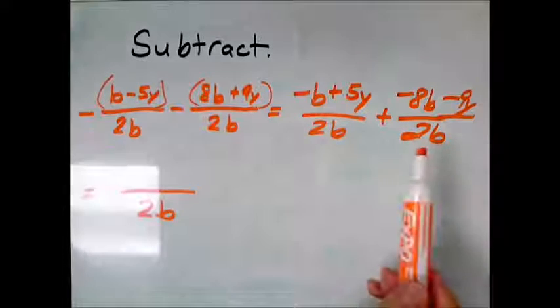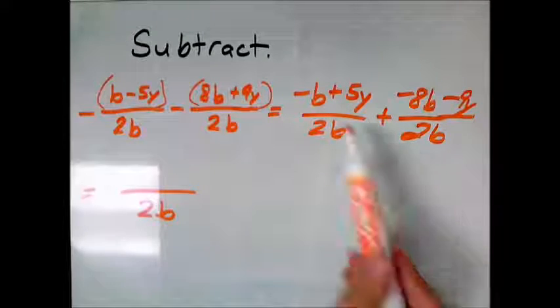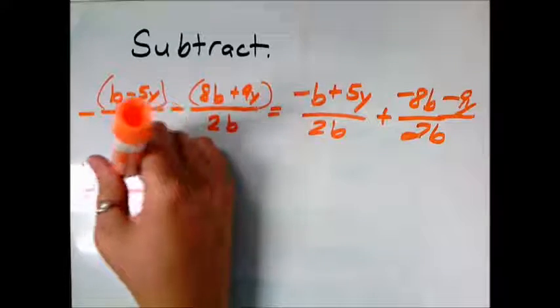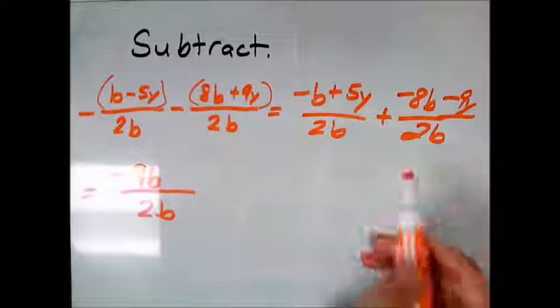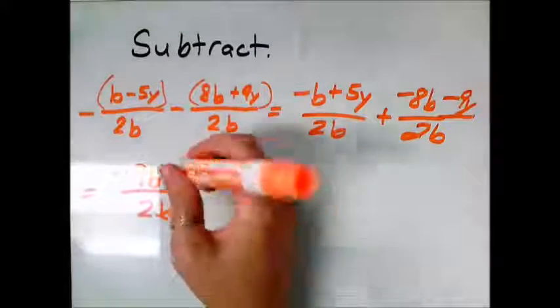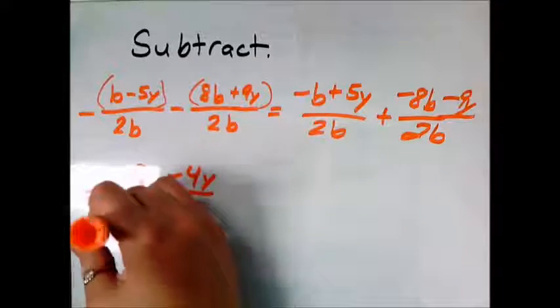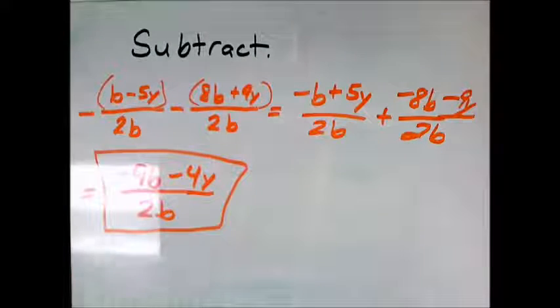So now we can think of it as combining them. And so we just want to combine like terms. I have negative b plus negative 8b gives me negative 9b. And positive 5y and negative 9y gives me negative 4y. So only adding or subtracting the numerators because those tell me how many, the bottom tells me the size. So I end up with negative 9b minus 4y all over 2b.